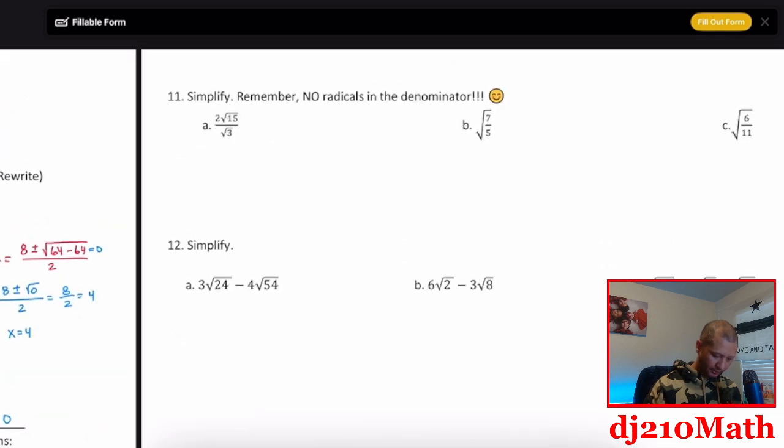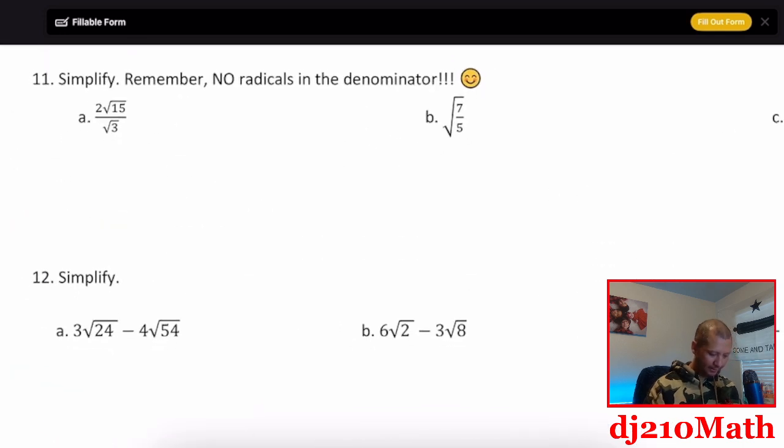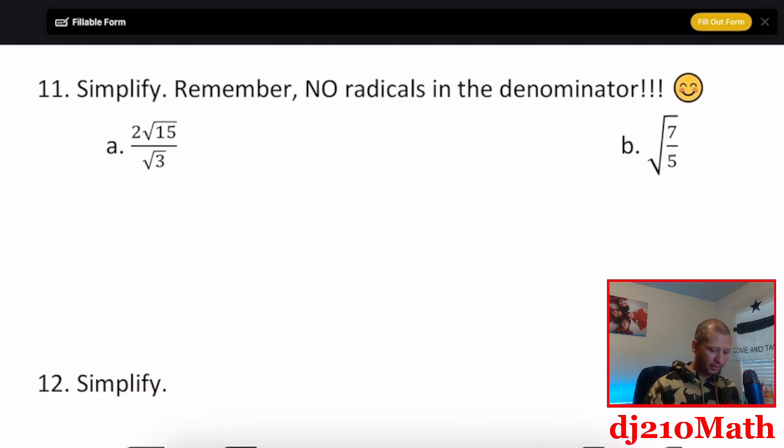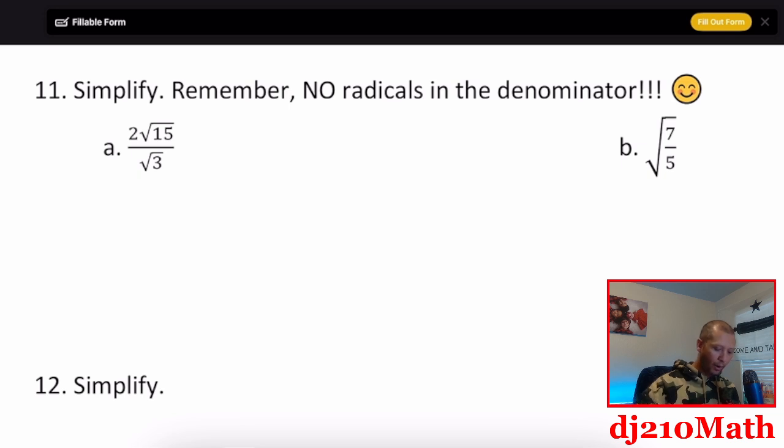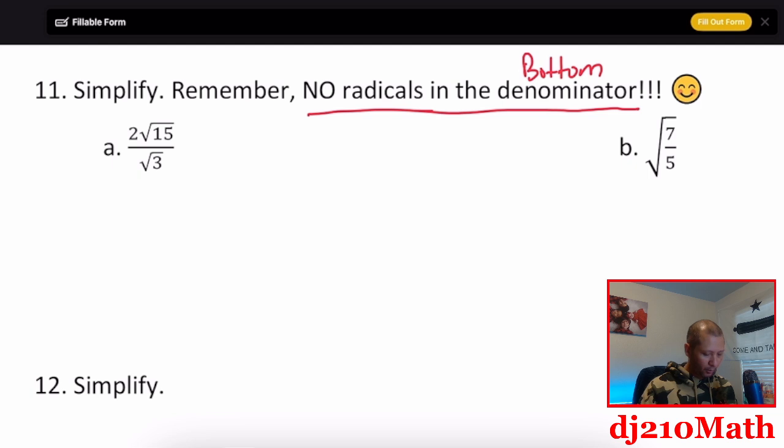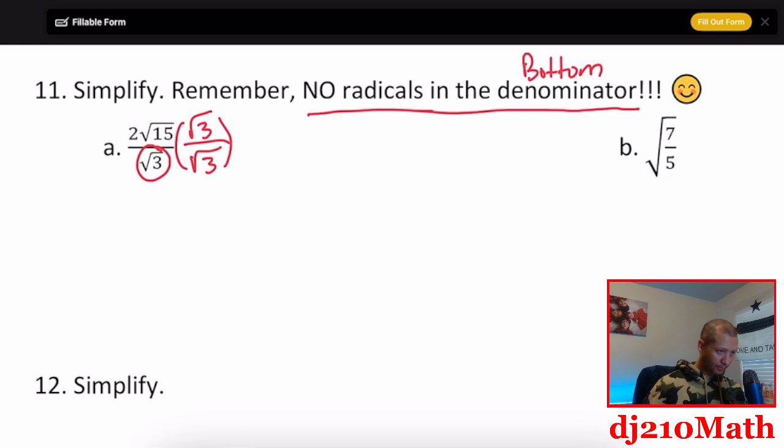Second page. Okay. Simplifying radicals. So here's the thing. No radicals in the denominator. The bottom, right? No radicals on the bottom. So the way we do this, we have to multiply top and bottom by whatever is in the bottom. And then we multiply straight across.